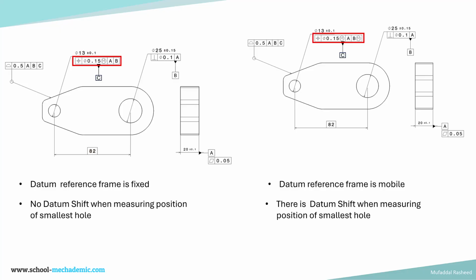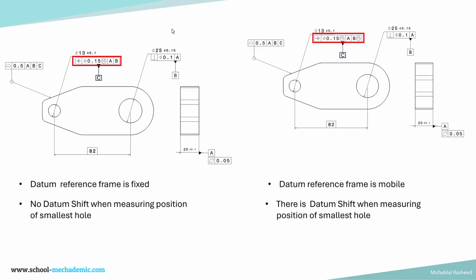If the size of B, that is this hole, is not at maximum material condition, then there will be a shift. That shift does not mean that the position deviation allowed of this hole is different, but the part itself, when it is being inspected, can shift. Another way to understand this is that the datum reference frame remains fixed on the left hand side drawing, whereas on the right the datum reference frame is mobile.